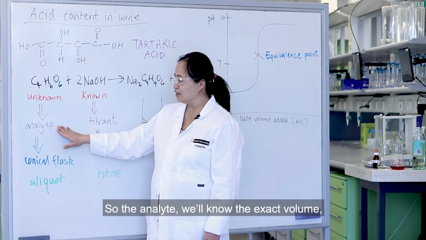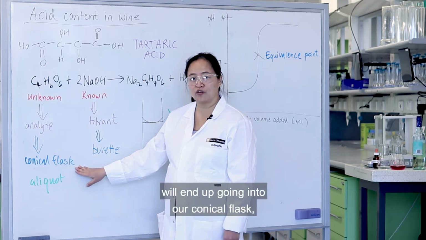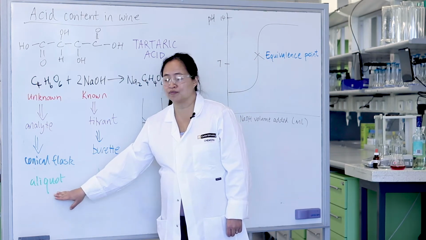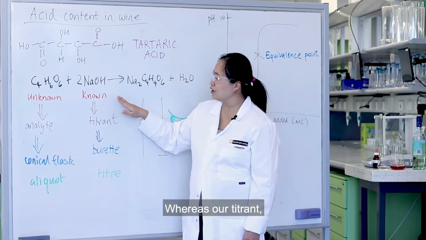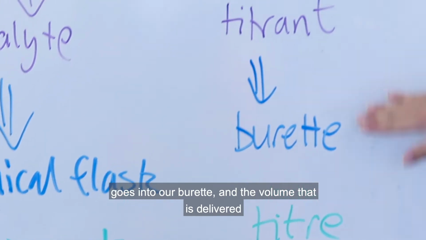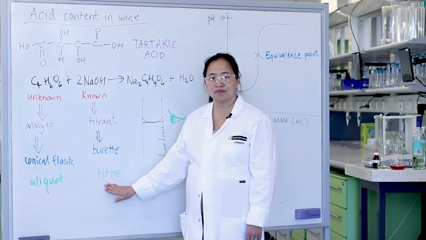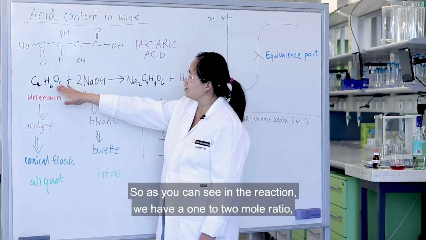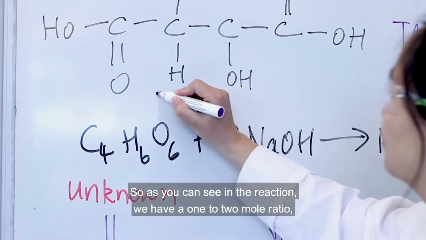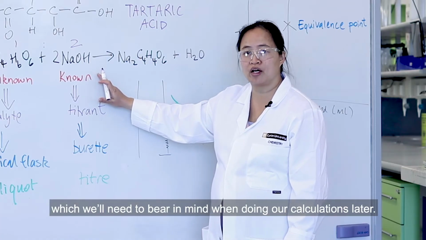The analyte, of which we will know the exact volume, will end up going into our conical flask, and that exact volume that we use is called an aliquot. Whereas our titrant, or our solution of known concentration, goes into our burette, and the volume that's delivered from the burette is called our titer. Now, as you can see in the reaction, we have a 1 to 2 mole ratio, which we'll need to bear in mind when we're doing our calculations later.